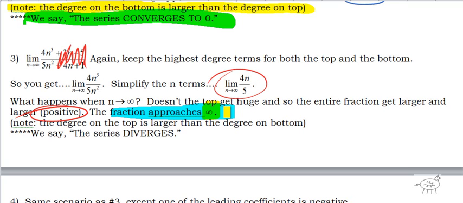Okay, right there, infinity. And I said note the degree on the top is larger than the degree on the bottom. So this is important. We say the series diverges. Diverges means it doesn't go to a number. Infinity is not a number. Doesn't go to a number.